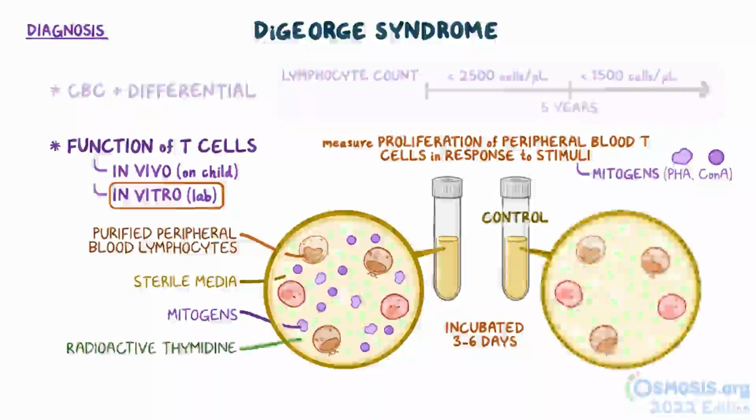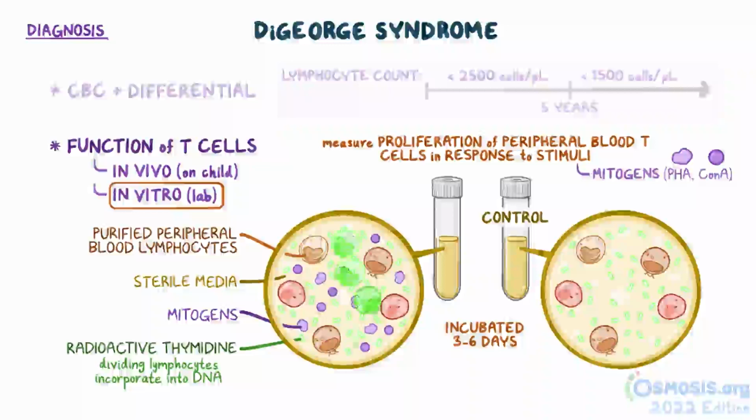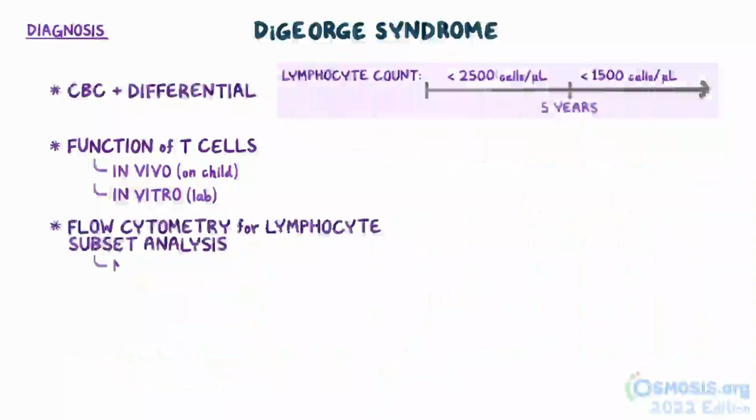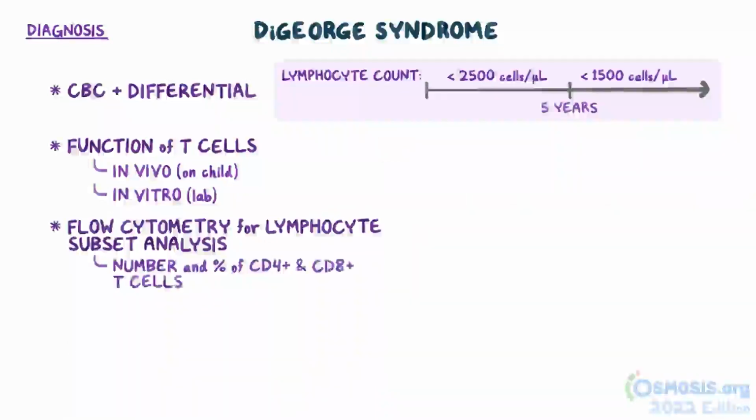Radioactive thymidine is also added to the cultures so that the dividing lymphocytes incorporate the thymidine into their DNA. We can then quantify the extent of proliferation by measuring the radioactivity taken up by the cells. The test is then interpreted by comparing the proliferation of the lymphocytes in the test tube with normal control lymphocytes. If there's no response in either of these functional studies, we can then proceed to flow cytometry for lymphocyte subset analysis in order to determine the number and percentage of CD4 positive and CD8 positive T cells.